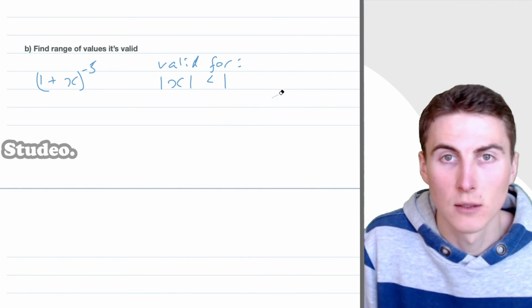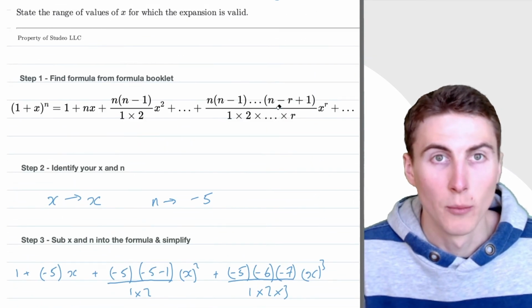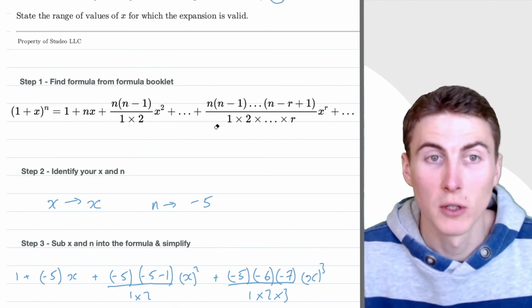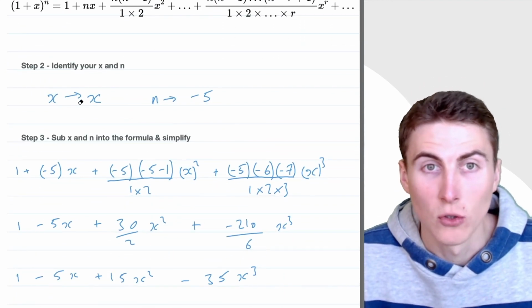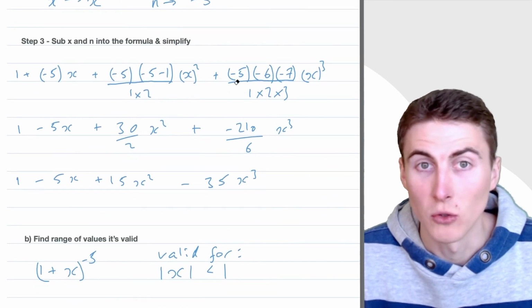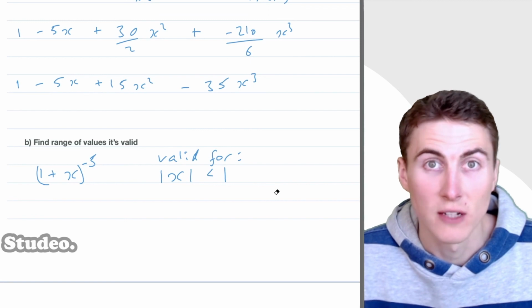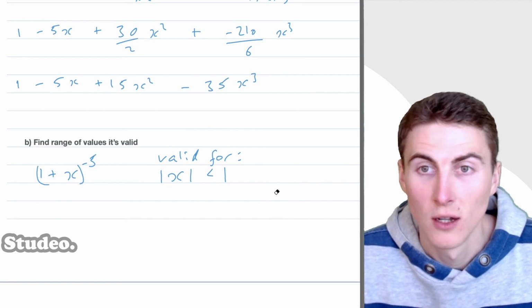But yeah, that's it. So important things, just write down the formula, or just make sure you find it in the formula book. Write down what your x and your n values are, substitute them in and simplify it, and then do this thing to find which range of x values it is valid for. And that's it.